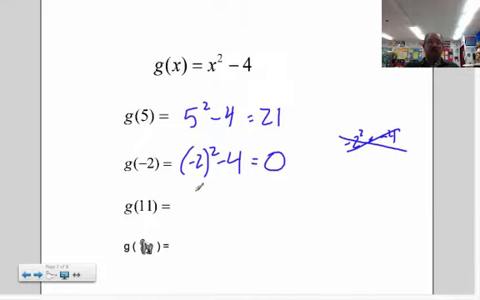Okay? The g of 11, we're going to take 11, we're going to square it, we're going to subtract 4. We're going to get 121 minus 4, which is 117. Okay?